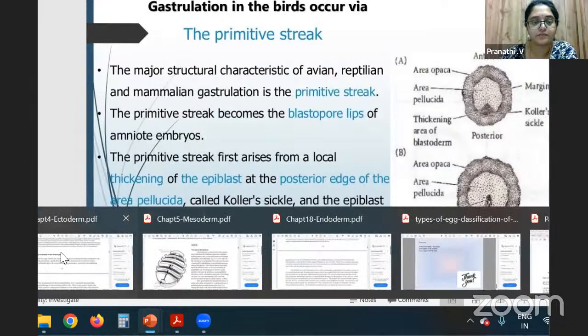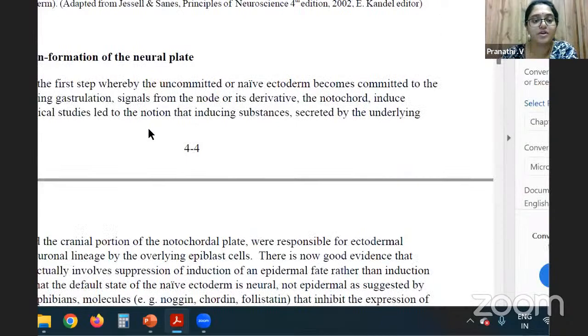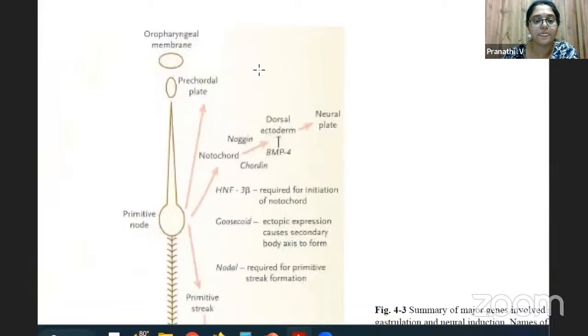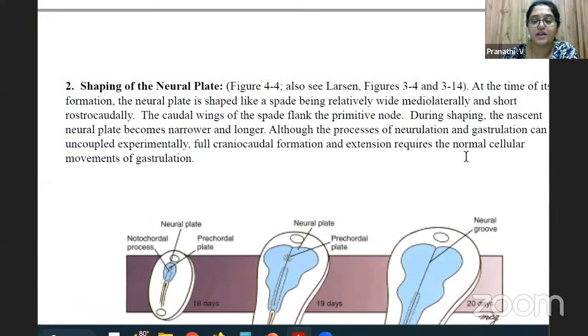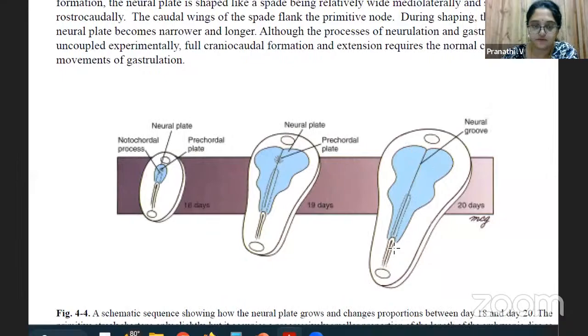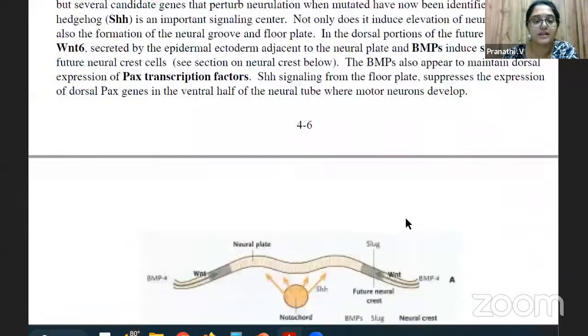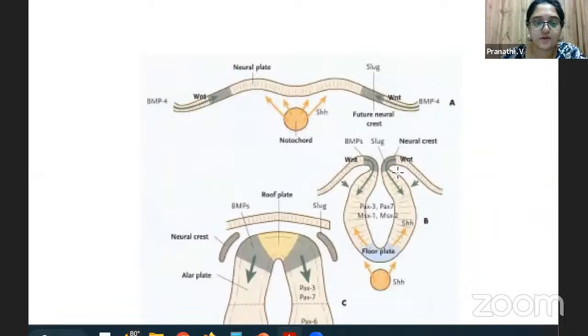So when it comes to the formation of a neural plate or a neural tube, you can just see over here different kinds of primitive neural plate formation, shaping of the neural plate and the neural tube and the neural groove being formed. And then this is known as neurulation, like I told you. And then you have the notochord. This picture is seen in your textbook, so you can just have a look at it, in fact.